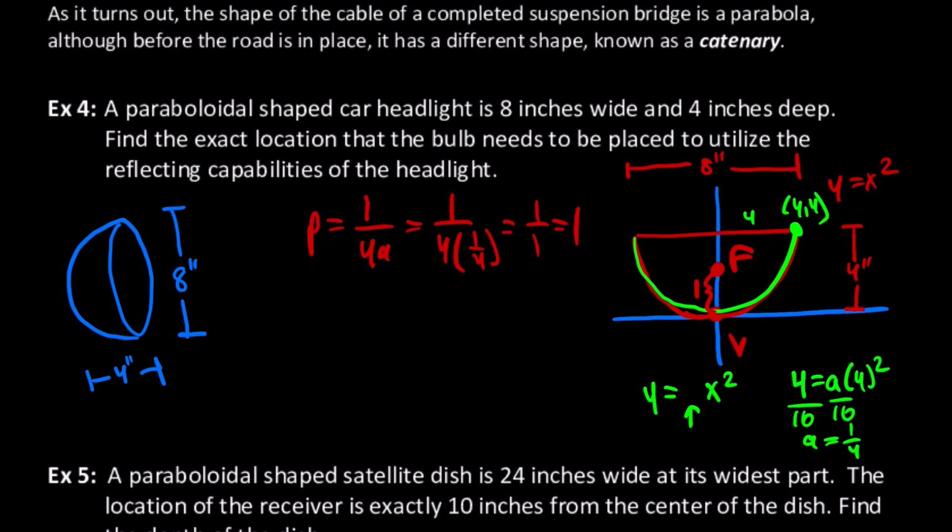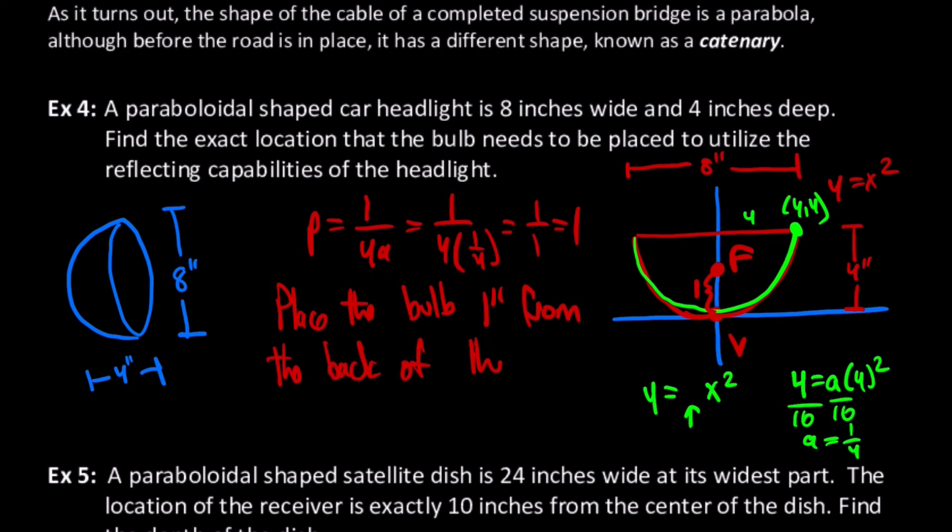Now, how would you describe it? All right, well, you would say, place the bulb 1 inch from the back of the headlight. And in parentheses, you might want to just mention that's really the vertex. Back of the headlight, the vertex.